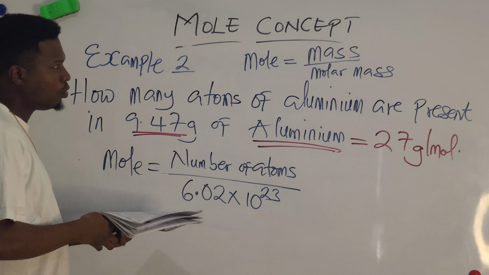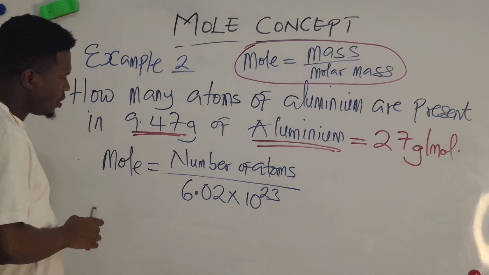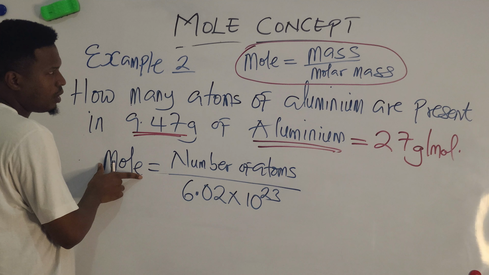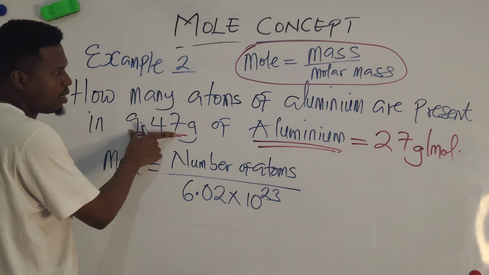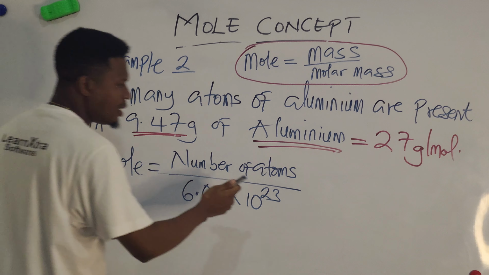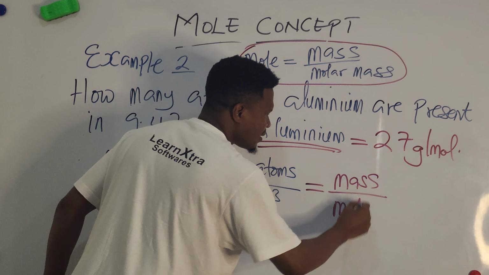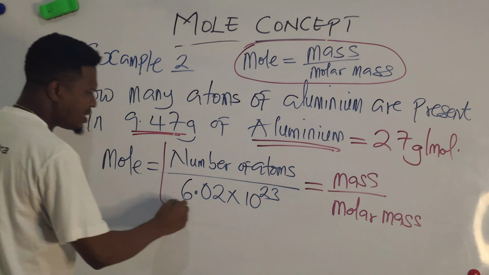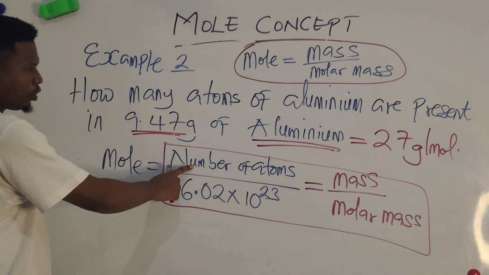Now watch the equation on the board. Look at this equation. The number of atoms was not given in the question, but we were told that this mole is this over this. The mass was given. Look at it here. The molar mass of aluminium is 27. So we can substitute this inside this. We can say that this is also equal to mass over molar mass, so that we can now equate this and solve for the one we are looking for. We are looking for number of atoms.